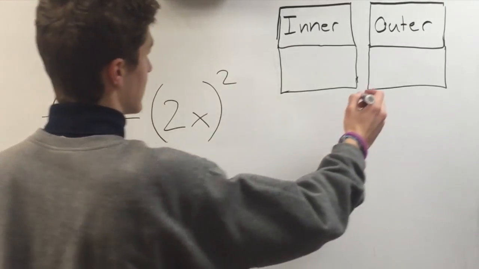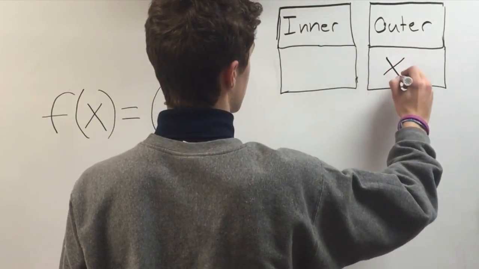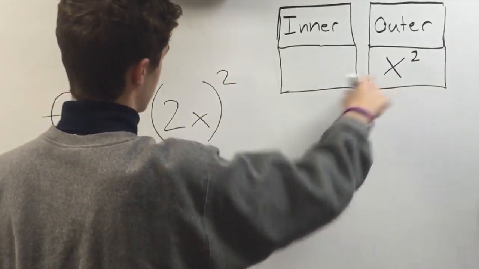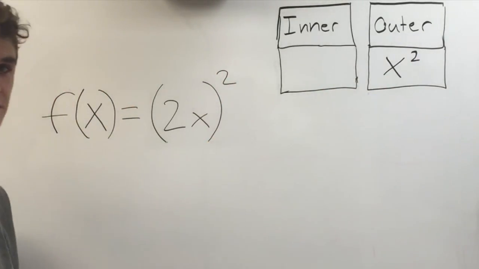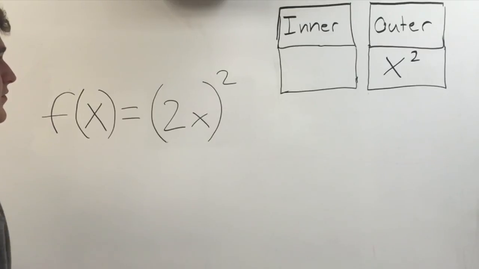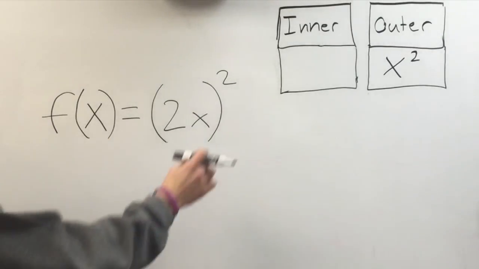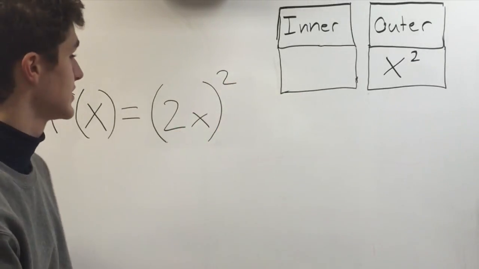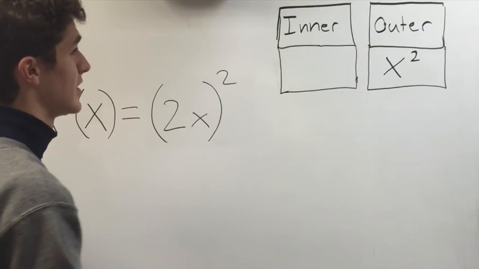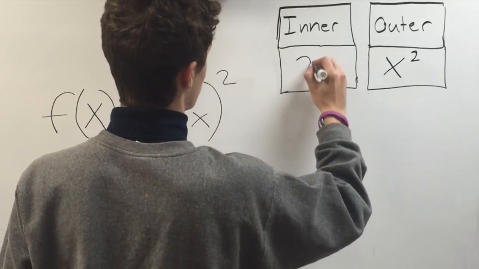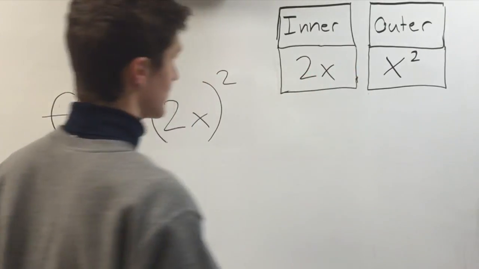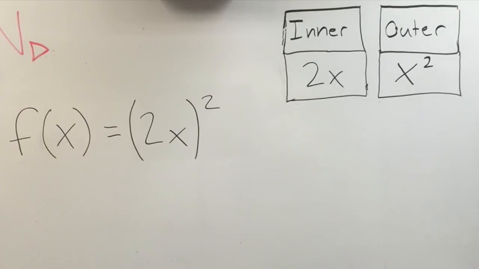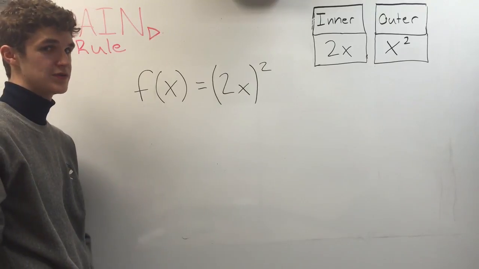So for the outer, we're going to write square root of x. Basically, the x here represents what's inside the parentheses. And then for the inner function, you're just going to take what the outer function is being applied to. So in this case, it's inside the parentheses, and that's going to be 2x. So now that you have the two components, it's going to be pretty easy to just plug it into the chain rule.